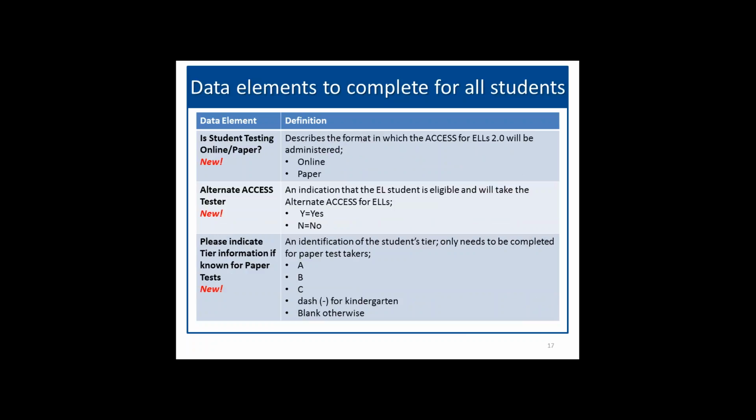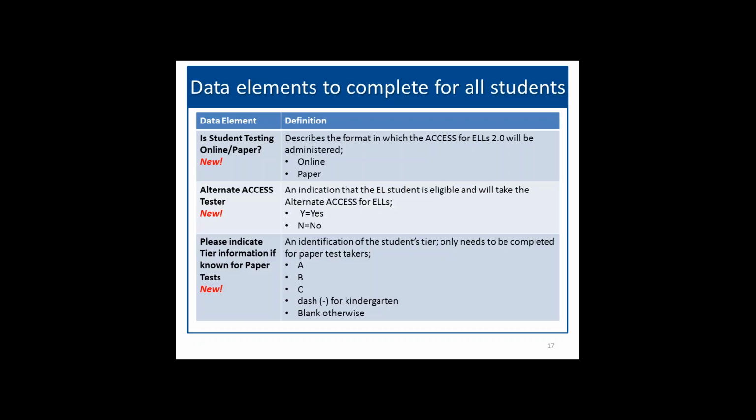And then there are a few new data fields in the roster this year. The first one is the student testing online or paper. So this describes the format in which the Access for ELLs 2.0 will be administered. For students in grades 1 through 12, this will default to online. For students in kindergarten and who are taking the alternate assessment, it will default to paper.